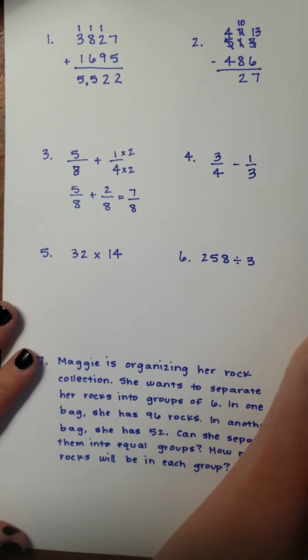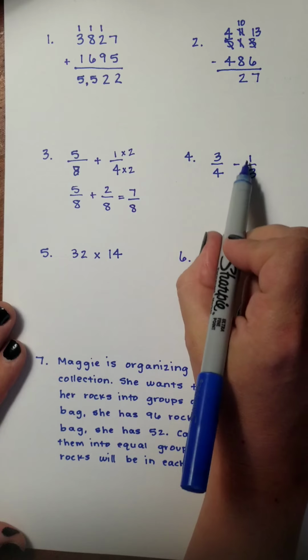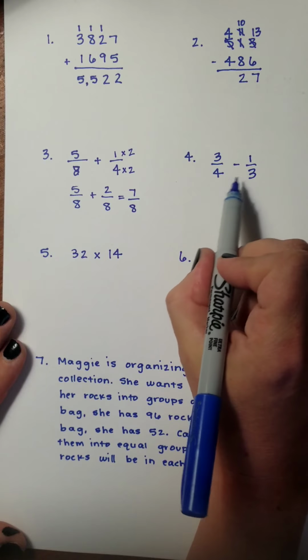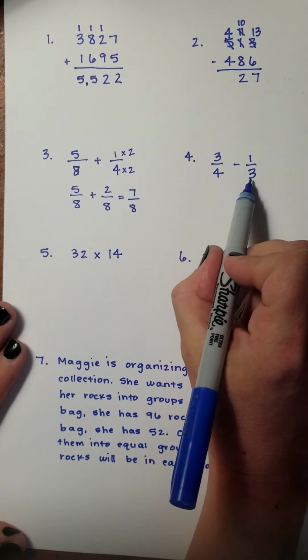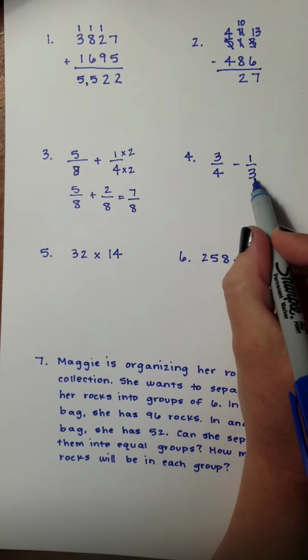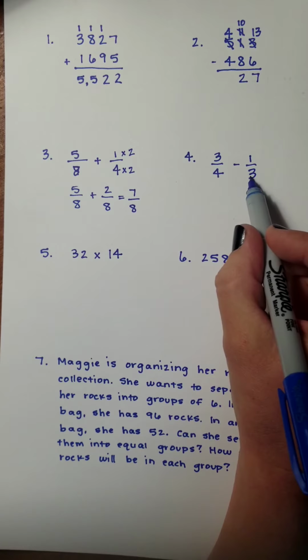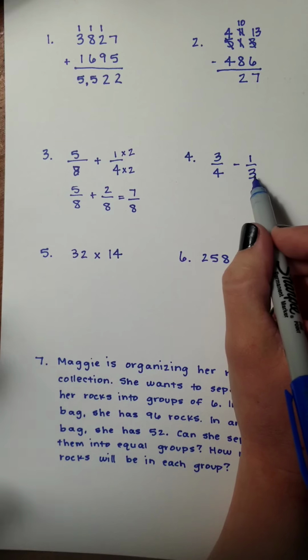Now I made the subtraction just a little bit trickier on purpose. I have a 4 and a 3. I cannot do this problem until I have the same common denominator. So I have to start thinking, what number can 3 and 4 both go into? 3 times 2 is 6. 3 times 3 is 9. 3 times 4 is 12. Oh. 4 times 2 is 8. I know 3 can't fit into 8 evenly, so it is 12.